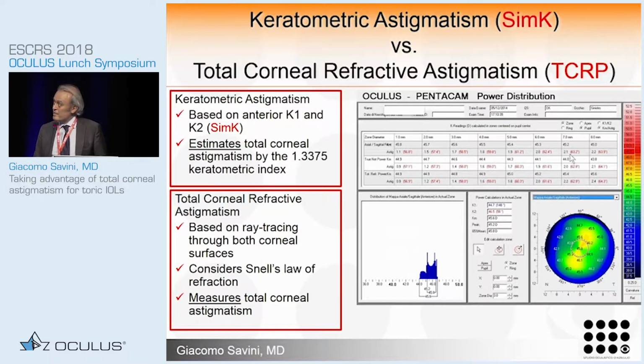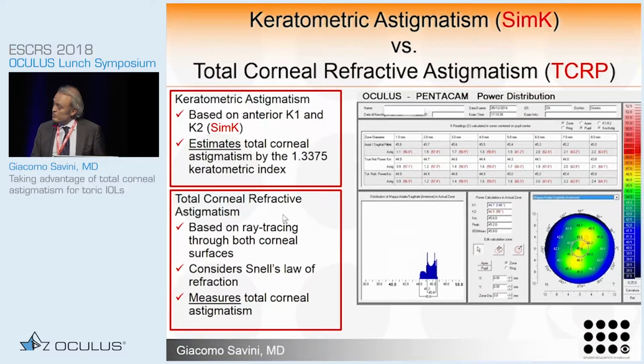Basically, we can use the anterior K1 and K2, which are the traditional simulated keratometry, where the total corneal power is estimated using the 1.3375 keratometric index, which just gives us an estimation of the total corneal power from just the anterior corneal curvature measurements.